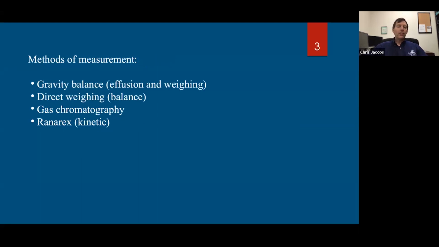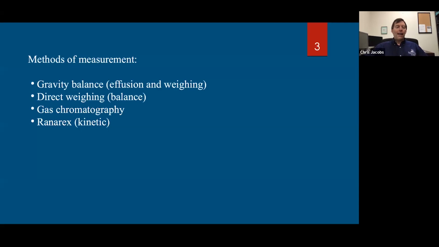So we have several methods that we can measure specific gravity with. I will say that this is not an inclusive list. I'm only going to talk about a few methods here. There are others that can be done in real time. Most of these are designed to be done at a single point in time. So these are just 4 of the ones that I'm going to cover today in this part of the lecture.